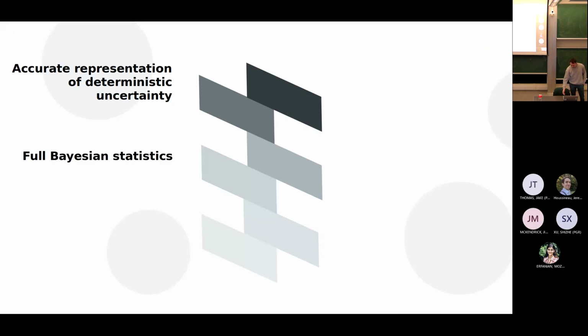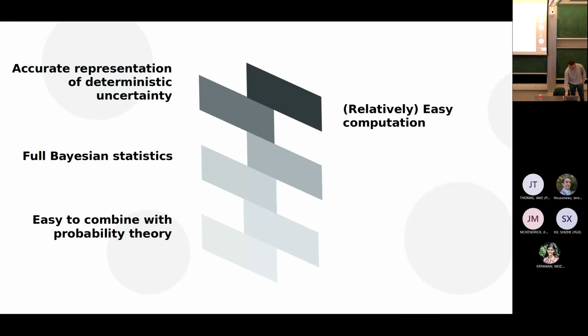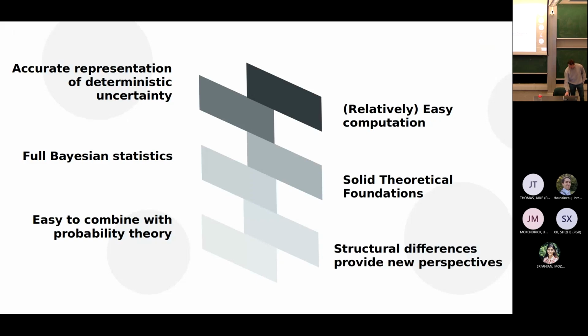Okay, so as a quick summary, possibility theory gives you an accurate representation of deterministic uncertainty. You can do full Bayesian statistics with it. It's easy to combine with probability theory. There's easier computations in certain circumstances. It's got solid theoretical foundations. You have to trust me. And there's some structural differences like the expectations and the variances, which give you new perspectives on some problems.